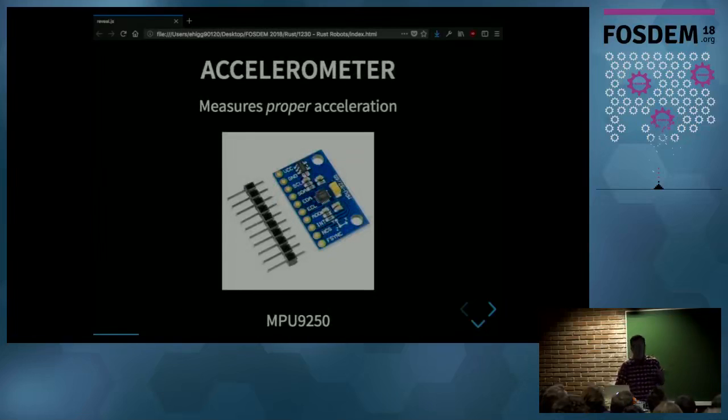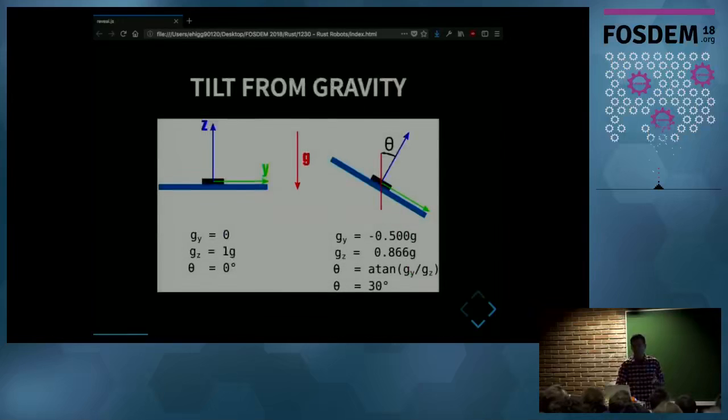Okay, so we'll need to find that tilt angle, and for that, we have an accelerometer on the robot. As the name implies, an accelerometer measures proper acceleration. The sensor I'm using is the MPU 9250. Now, how do I get the tilt angle from the acceleration?